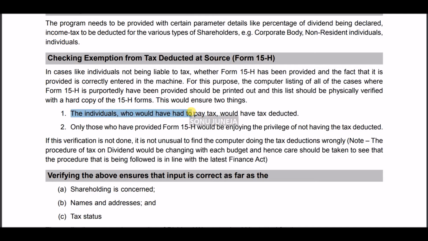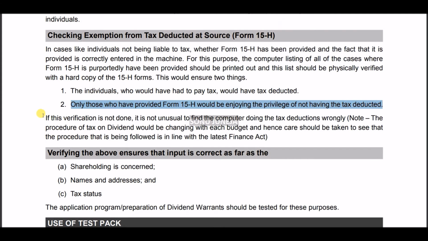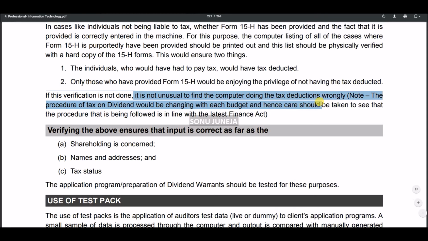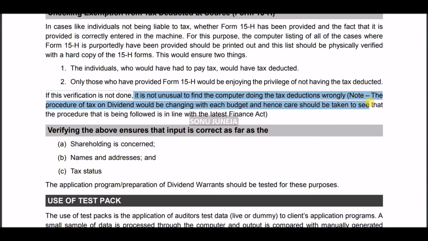The individual who would have to pay tax would have tax deducted. Only those who provide Form 15H would be enjoying the privilege of not having the tax deducted. Now if the verification is not done, it is not unusual to find the computer doing tax deduction wrongly. Note, the procedure of tax on dividend changes with each budget, hence proper care needs to be taken.